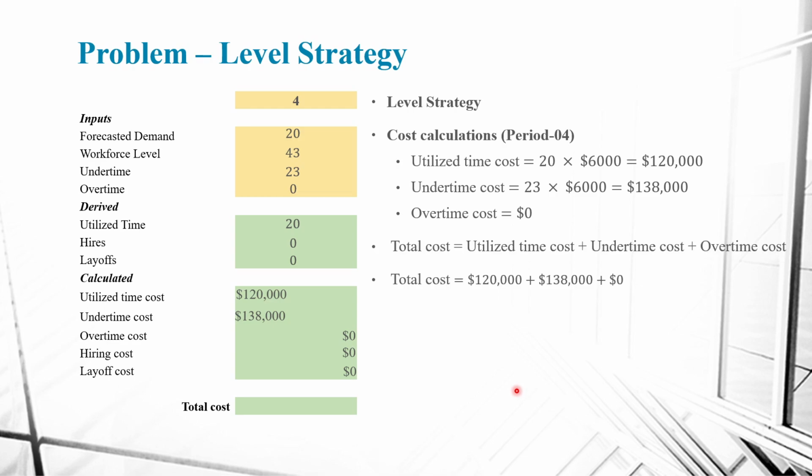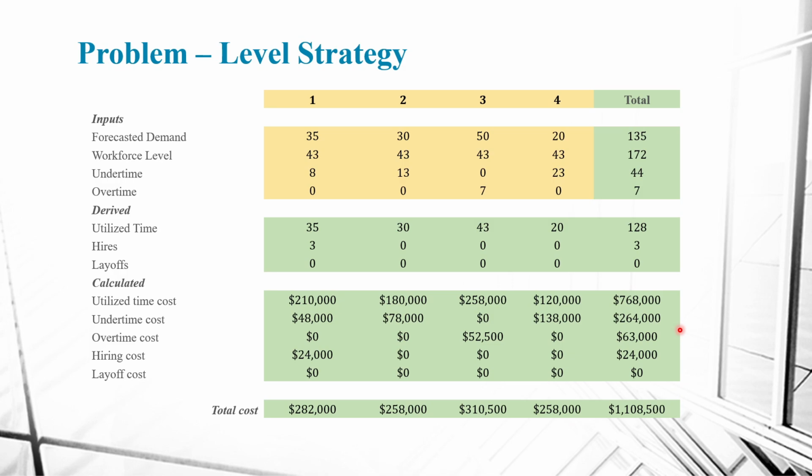The total cost will be equal to utilized time cost plus undertime cost plus overtime cost. So the total cost in this case will be $258,000. Here we have the summary of the cost of implementing the level strategy. Remember that level strategy only relies on overtime and undertime. Finally, the total cost of fulfilling the demand for these 4 time periods using the level strategy is around 1.1 million US dollars. And this is how we implement the level strategy for a given time period.